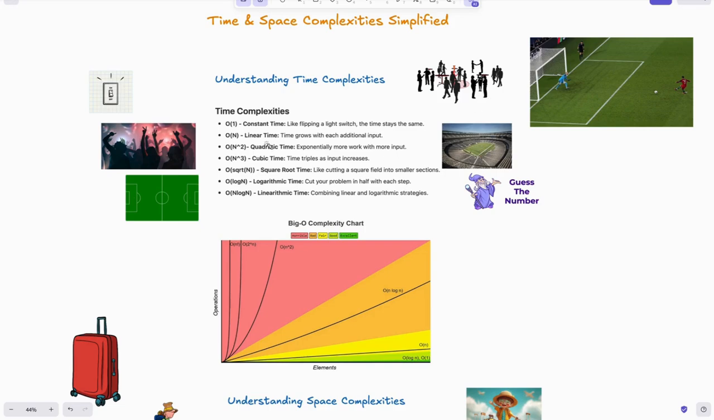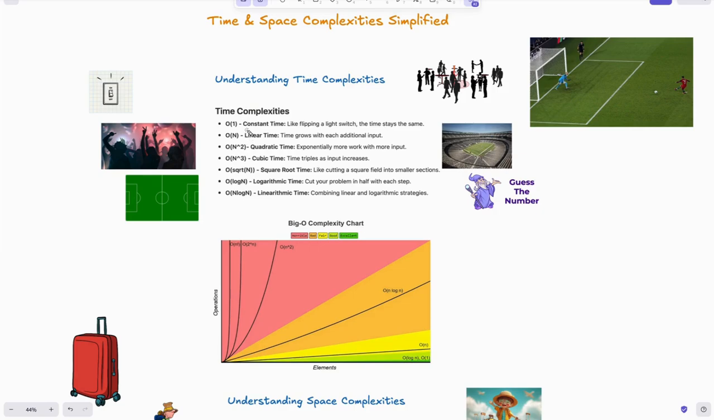Alright, now let's break down some of the common time complexities you will encounter in programming using real life examples. The first one is constant time. This is the simplest one. It's just like flipping a light switch. No matter how big your house is, flipping that switch always takes the same amount of time. Similarly, in programming, if an operation takes the same amount of time regardless of the input size, we say it has O(1) time complexity. For example, accessing an element in an array by its index is usually O(1). It doesn't matter how big the array is, you can grab that element instantly.